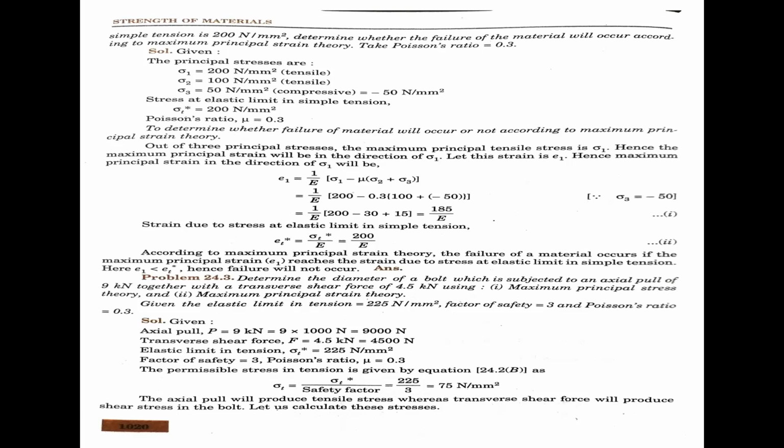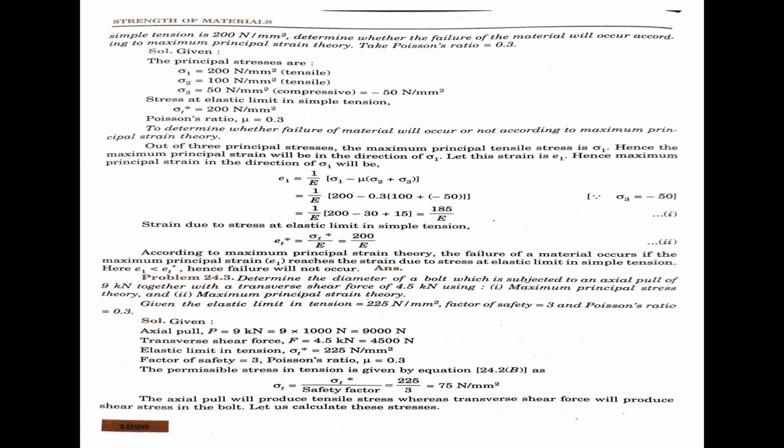Okay, write the given data. Axial pull P equal to 9 kilonewtons, converted to newtons, 9 into 1000, 9000 newtons, and transverse shear force F equal to 4.5 kilonewtons, that means 4,500 newtons. Elastic limit in tension sigma T star equal to 225 Newton per mm square, and factor of safety is given as 3. Poisson's ratio mu equal to 0.3.